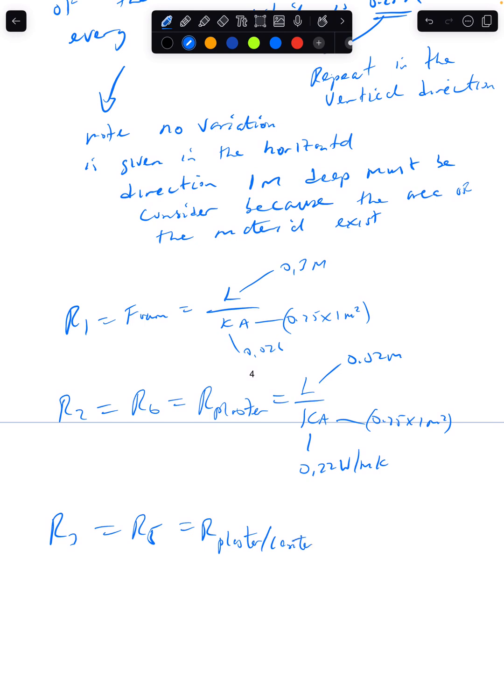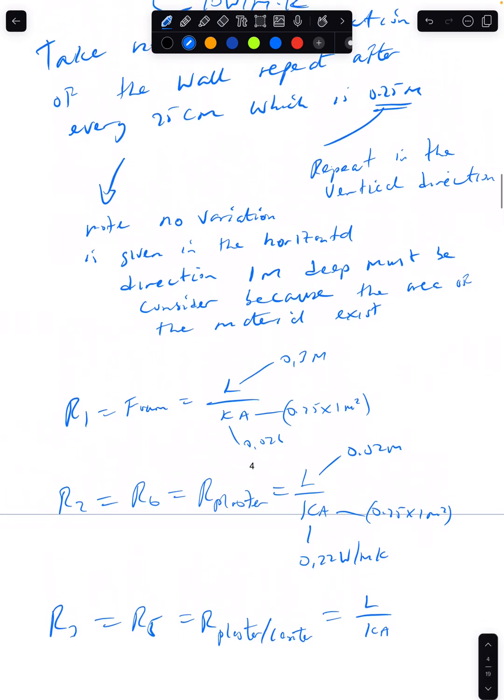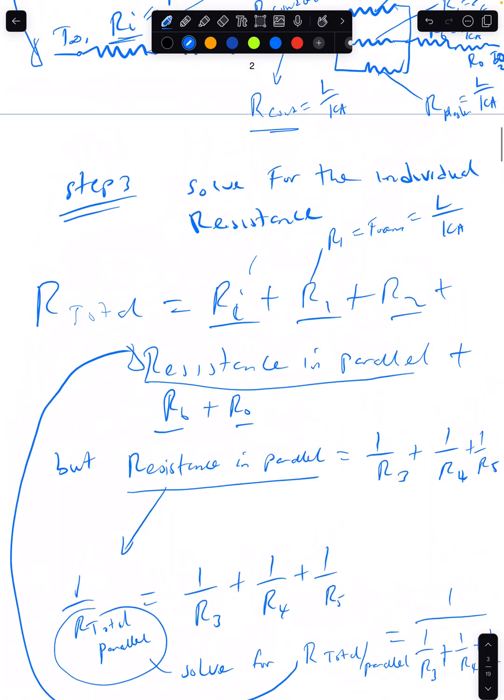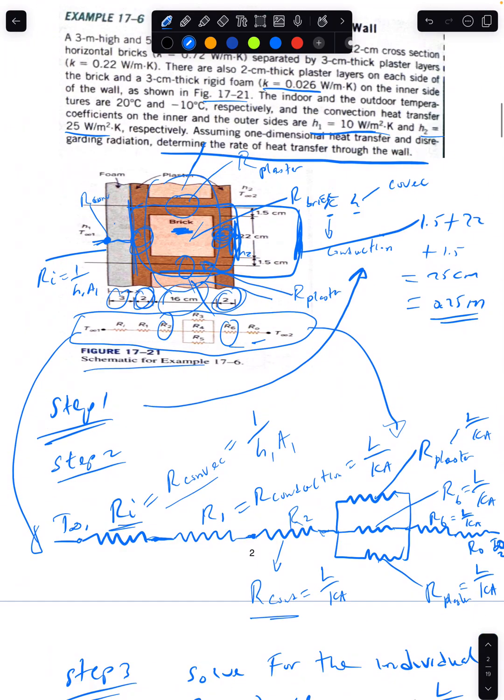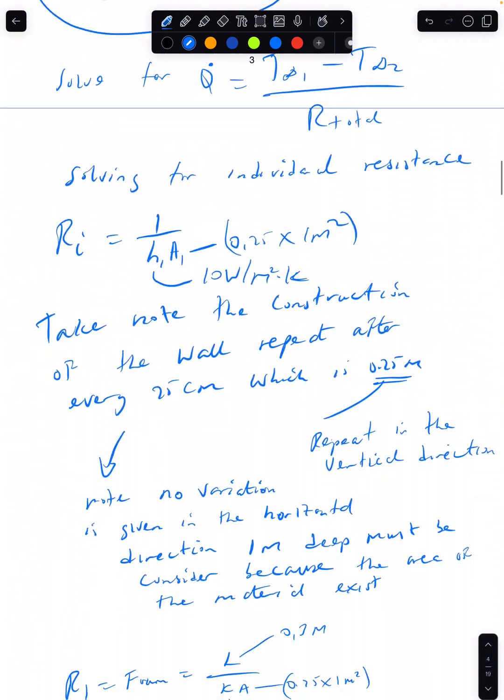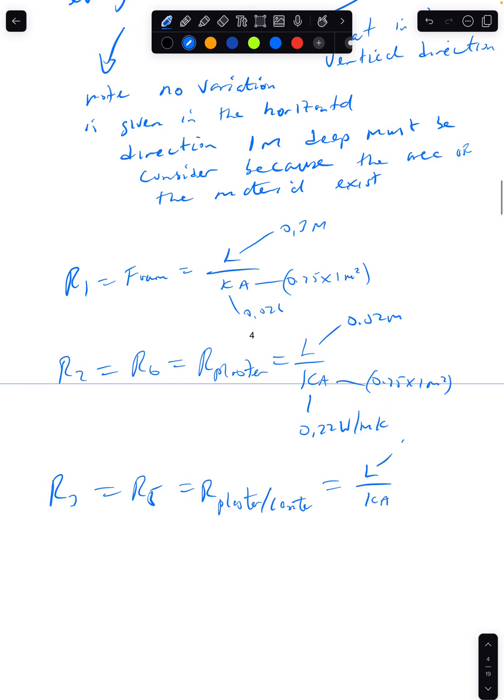And that section is exposed to what? It's exposed to conduction, L over kA. What is the value for the length? Look at the center. The length is 16. I have 16, which if I convert that to meter, I'm going to have 0.16. And this value is 0.22.